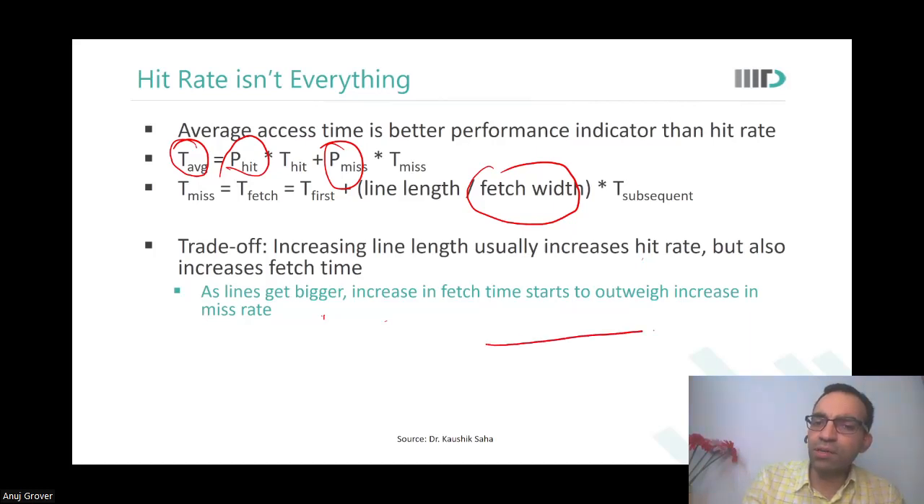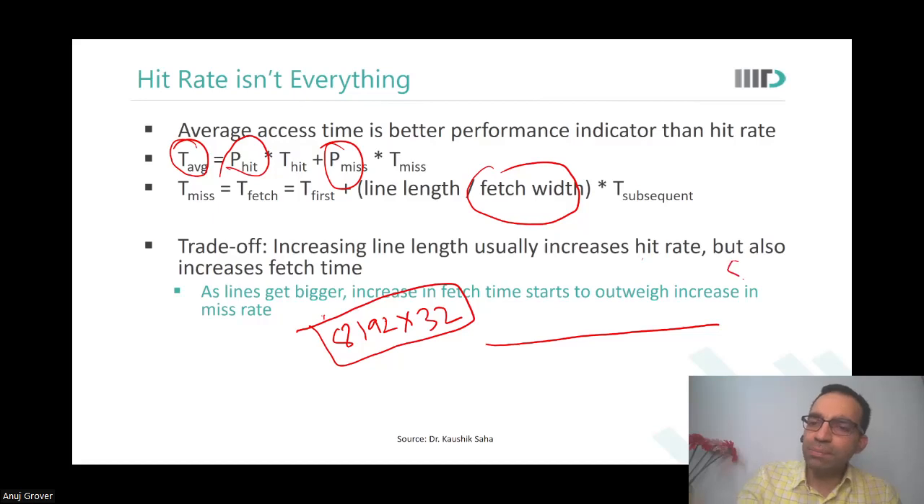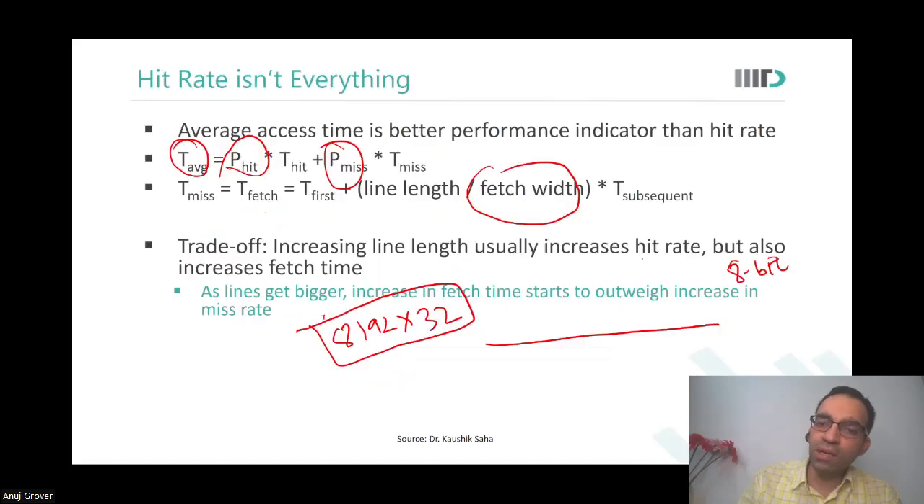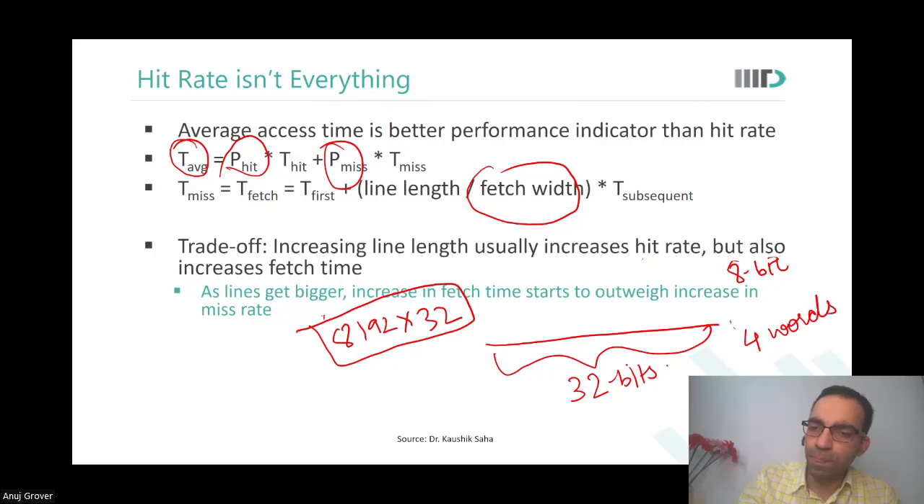You know that a memory, let us say 8192 cross 32 memory that we are making in our project. In our course project, we are making this memory? Yes, sir. So let us say this is the memory. But my processor is an 8-bit processor. So how many words are stored per address location would be stored per access? So at any point of time, I am accessing 32 bits. In a way, for my processor, I am accessing 4 words. Are you able to see this? Yes, sir. So that becomes my fetch width.